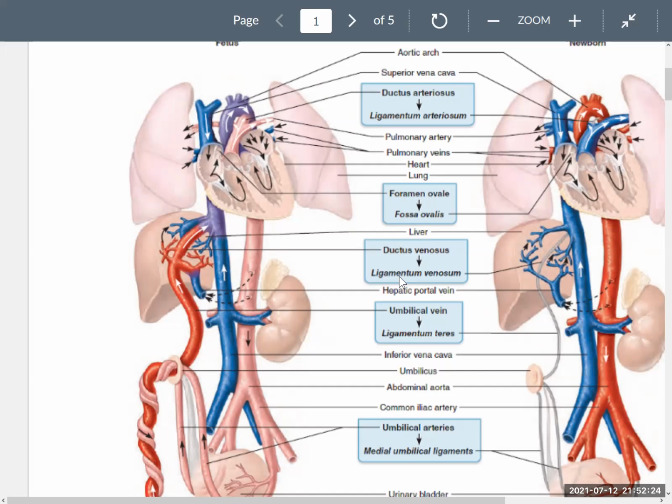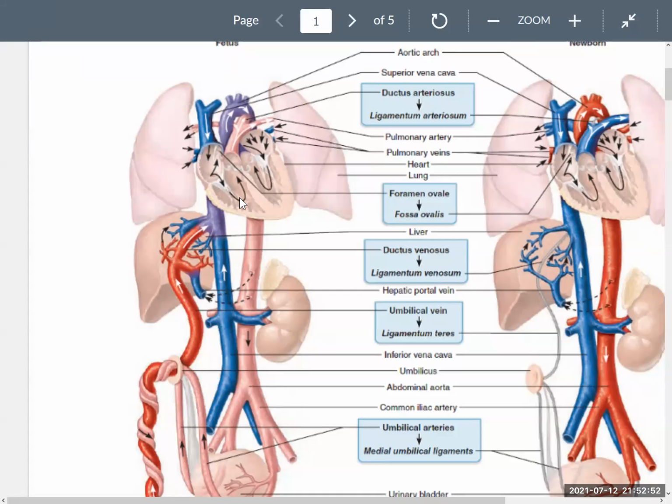Some of your editions of the book do not have these square boxes around them. If you have a book that doesn't have that, I would suggest printing this page because these square boxes really help. The ductus venosus becomes the ligamentum venosum at birth. So this pathway is going to be cut off. What else is going to be cut off?